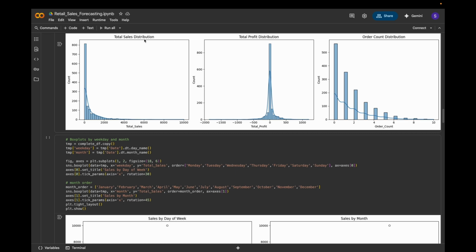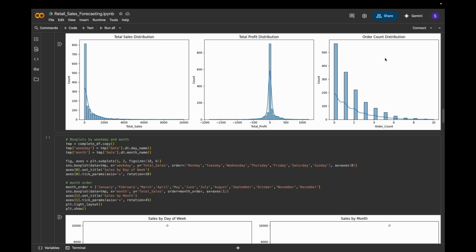So for total sales distribution, we can see that most days have lower sales, as evidenced by the long tail over here. And the overall distribution is right skewed, meaning a few days have much higher sales than average. Then we have the profit distribution over here. Basically the profit distribution is centered around 0, with both positive and negative values. On most days there are small profits, but there are days with negative profits, and days with high profit.